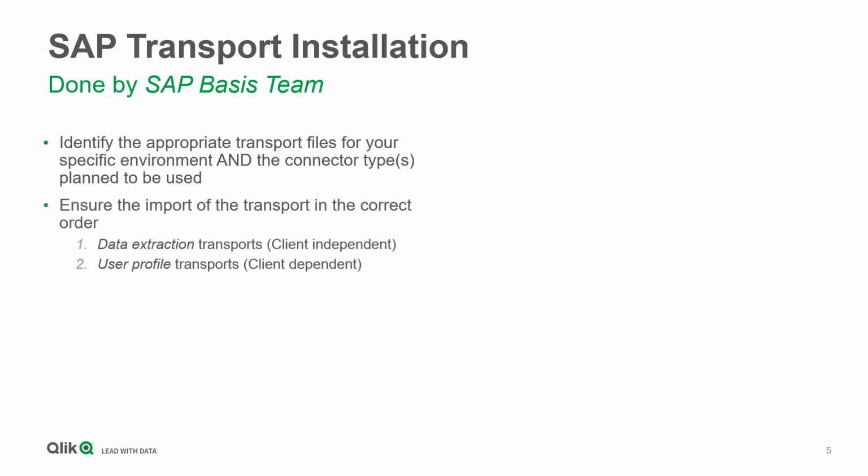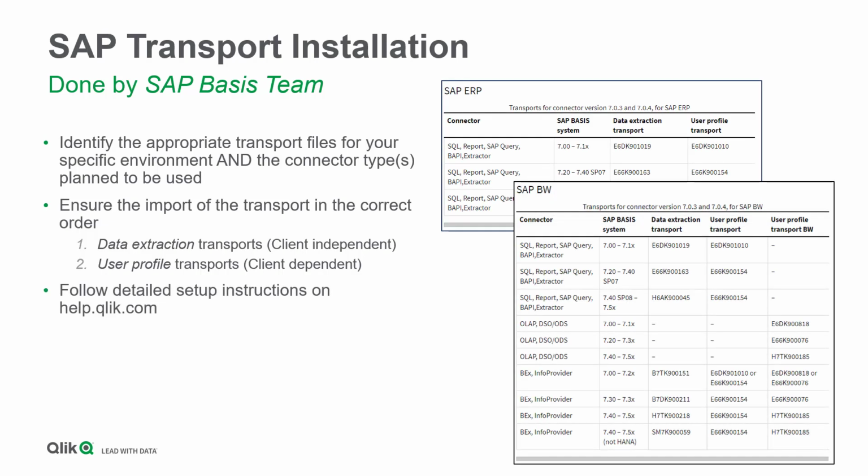Import the appropriate data extraction transport into the base client, client independent, first. Import the appropriate user profile transport in every client where they will be used, client dependent, afterwards. In our online help, you find a matrix and further documentation on which transport is required according to your requirements and how to import them. The link to the documentation you will find in the description of this video.